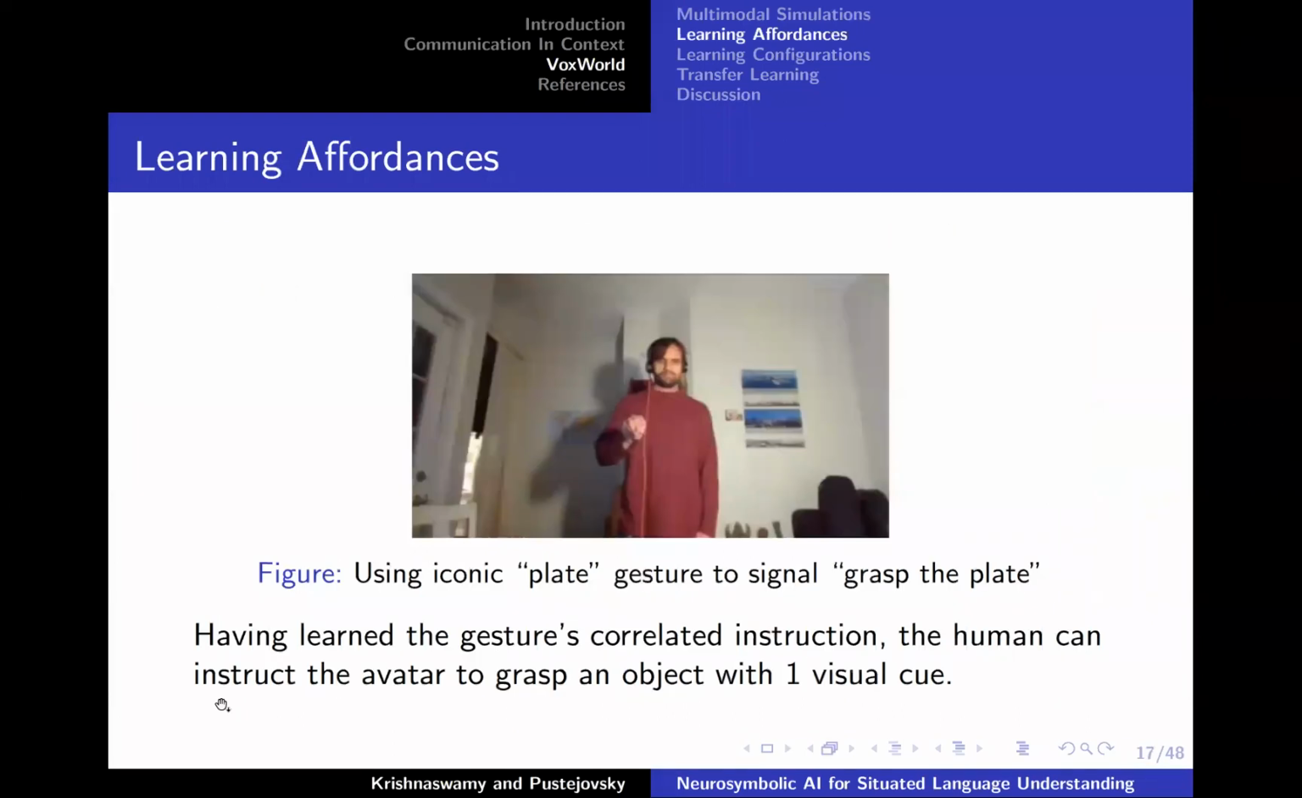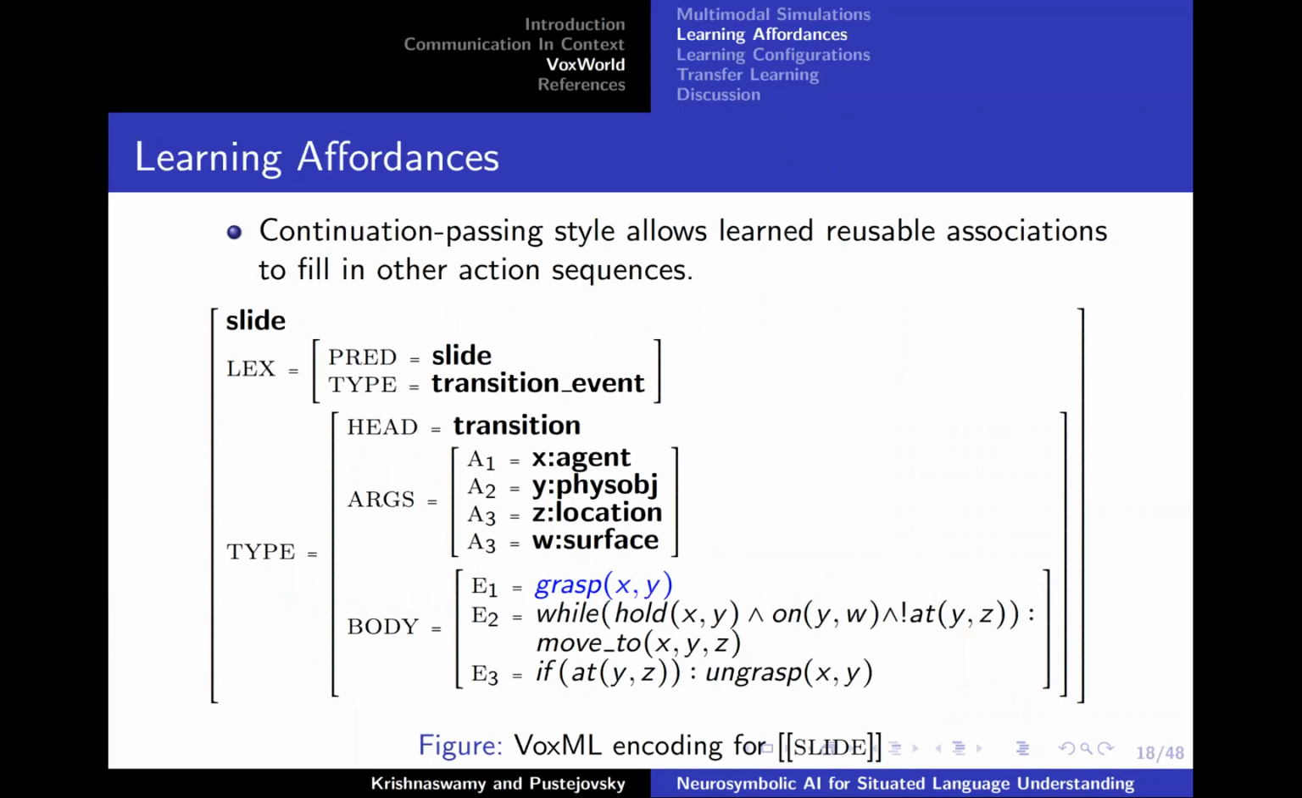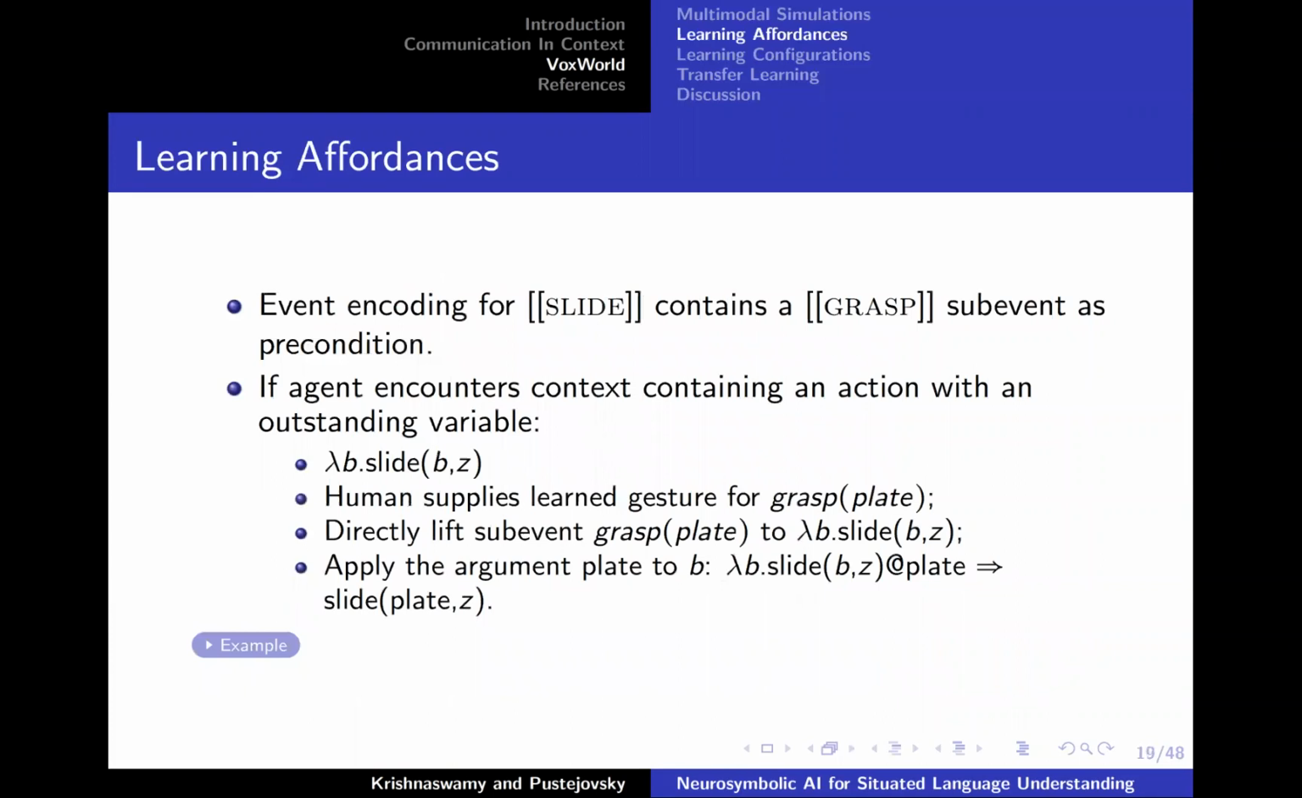So by having learned this correlated instruction, I can use a single gesture to instruct the avatar to grab an object in a particular fashion. We use a continuation passing style semantics that allows us to take these reusable associations and fill in other action sequences. So here is a slide event that has grasp as a sub-event. And if the agent encounters some context containing an action with an outstanding variable, and I supply the gesture for grasp plate, then the agent can directly lift grasp plate to the argument to fill in the slide event.